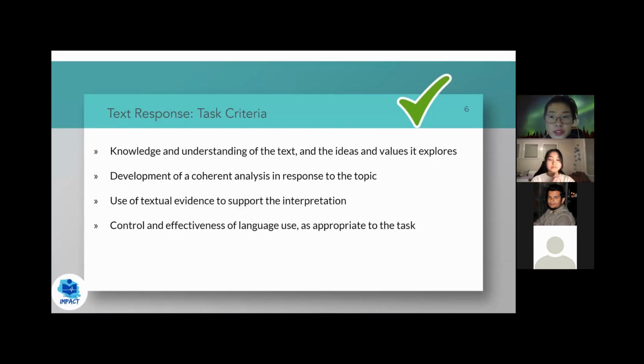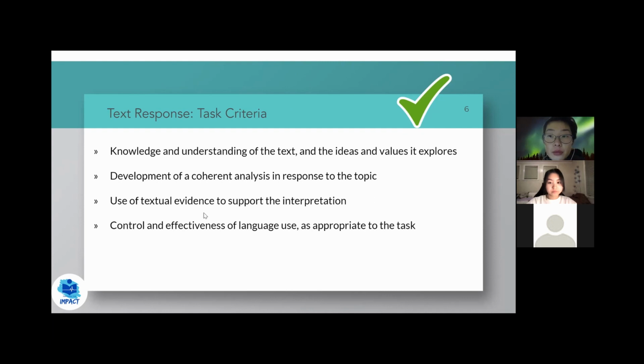Text response is quite different depending on what text you're studying, but there are also these key criteria. Firstly, the understanding of the world of the text, its ideas and values. Then it's about constructing an analysis in response to the particular topic. Then having textual evidence supporting that analysis. And finally, of course, there's a criterion for your use of language and how well you express yourself.